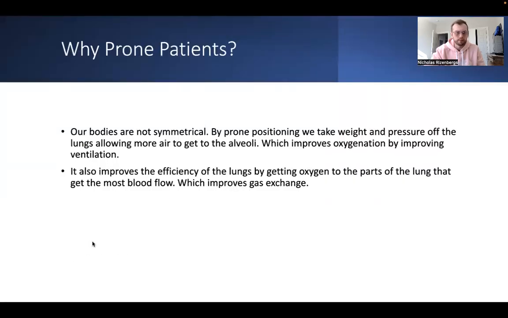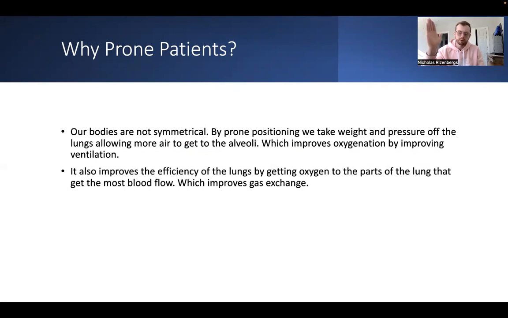So why prone patients? Our bodies are not symmetrical. By prone positioning, we take weight and pressure off the lungs, allowing more air to get to the alveoli, which improves oxygenation by improving ventilation. It also improves the efficiency of the lungs by getting oxygen to the parts of the lung that get the most blood flow, which improves gas exchange.